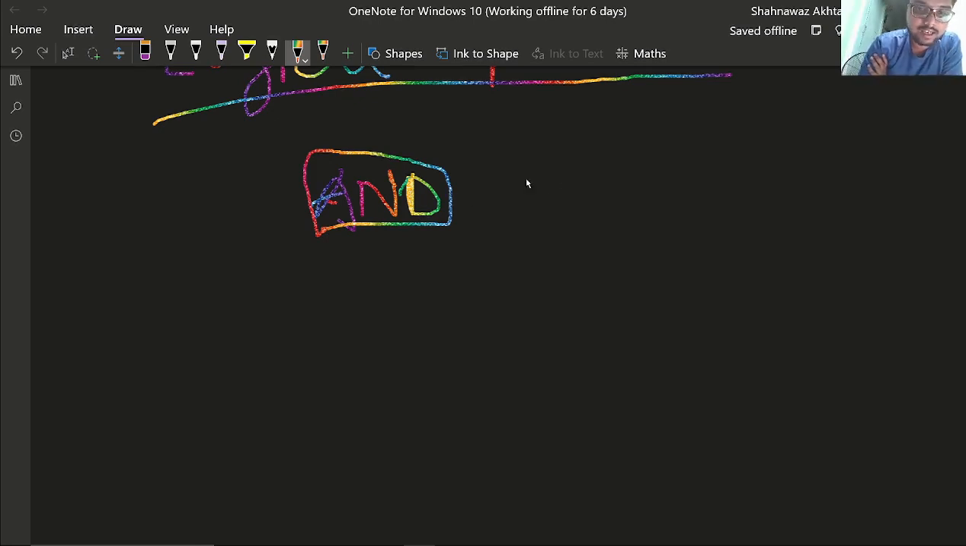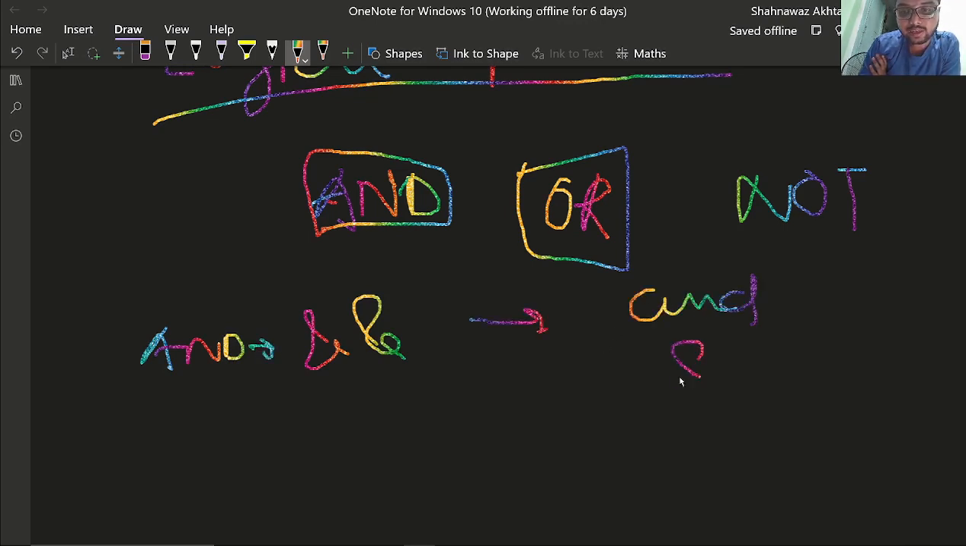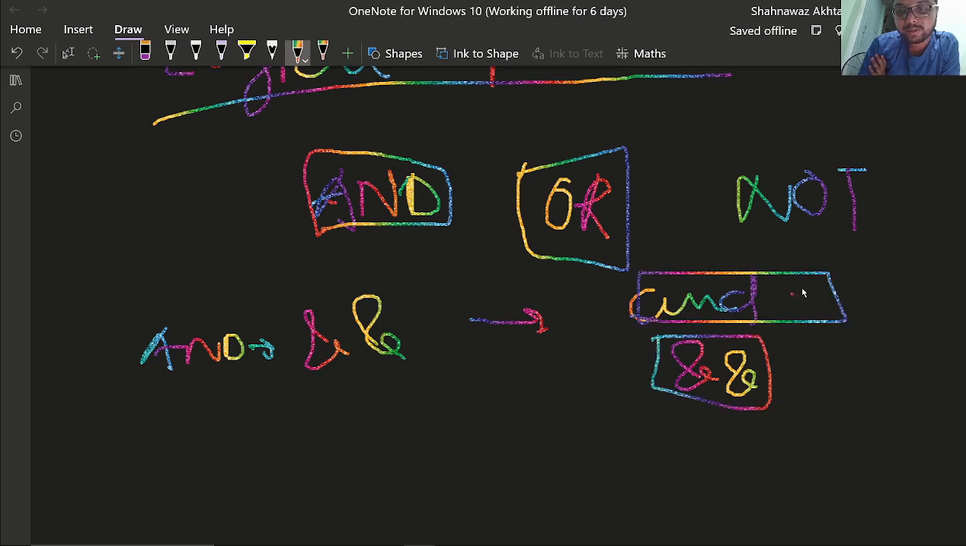All right. So there are logical and, logical or and logical not operators. Explaining to you about logical and. It is represented by this symbol. This is logical and. In C++, you can also write it as and, and in Java, you have to write it as double and. In C++, you can use both the symbols.